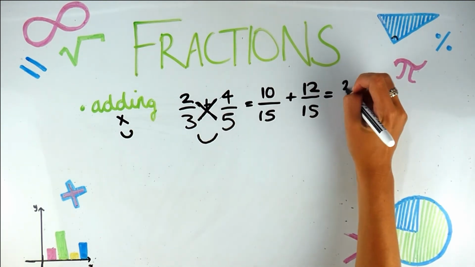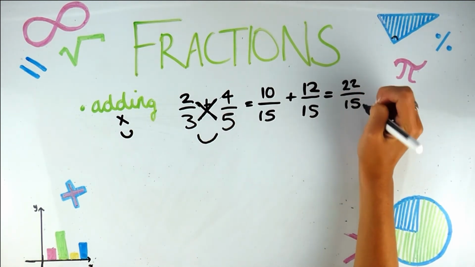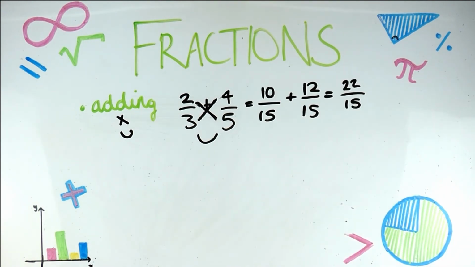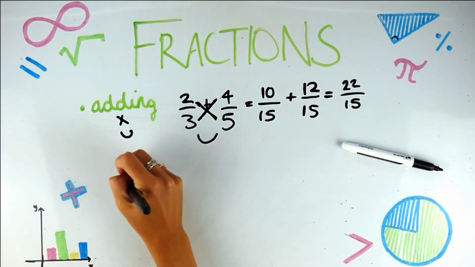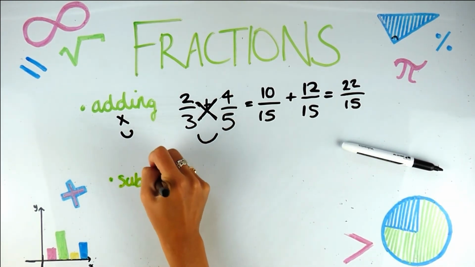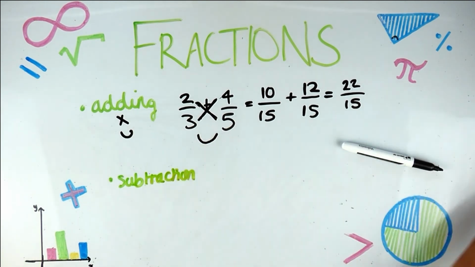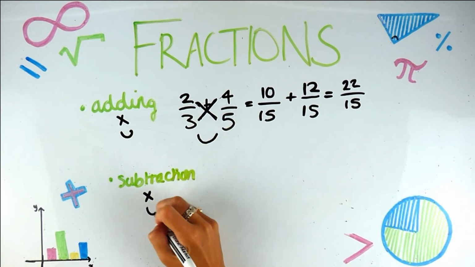So 10 plus 12, 22 over 15. That is an improper fraction, so we could convert that to a mixed number if we wanted to, but it doesn't go in very nicely. Same with subtraction, same method, same cross and a smile. So all you need to remember for adding and subtraction is cross and a smile.